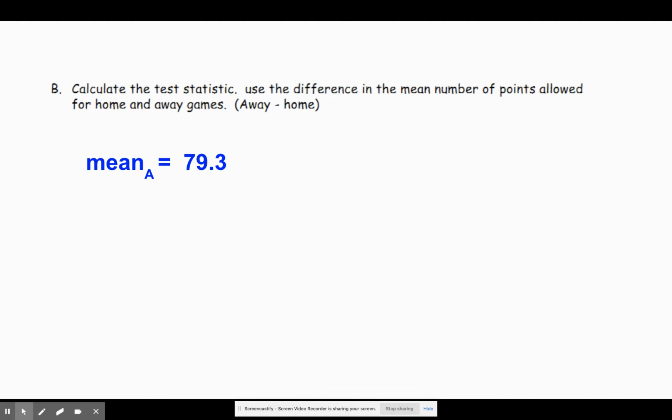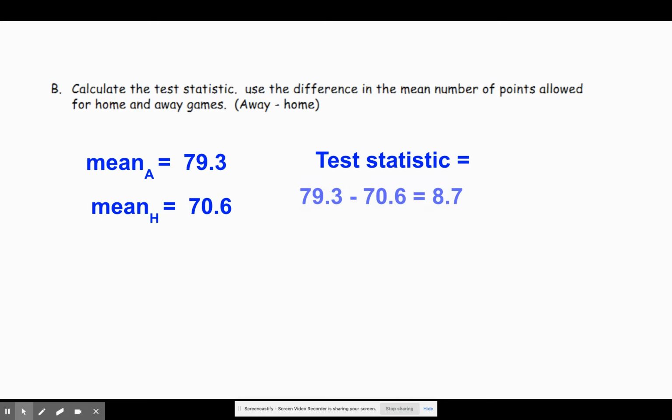I calculated the mean number of points allowed for away games to be 79.3 and the mean number of points allowed for home games to be 70.6. So it appears that they allow more points away than home, which means they're probably playing better defense at home. Our test statistic is the difference in those two. So 79.3 minus 70.6 is 8.7.